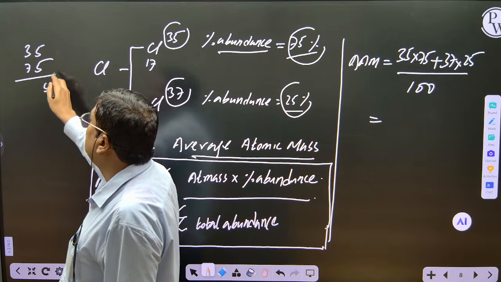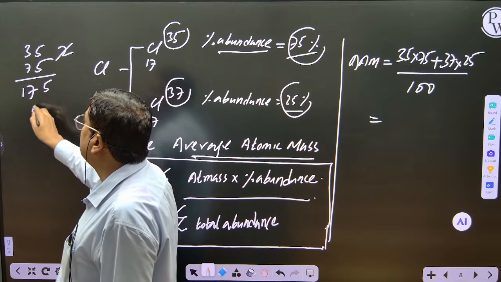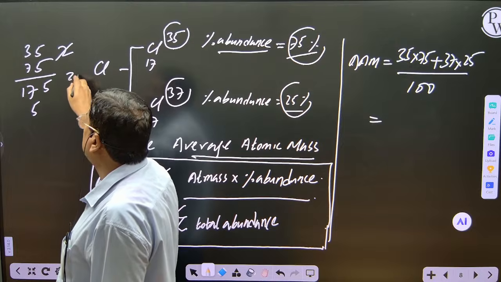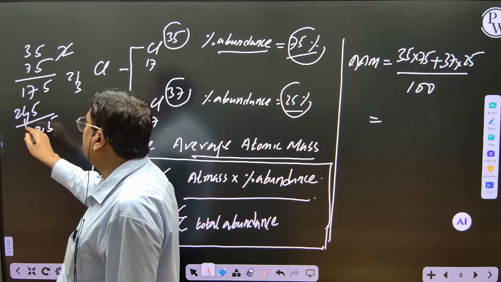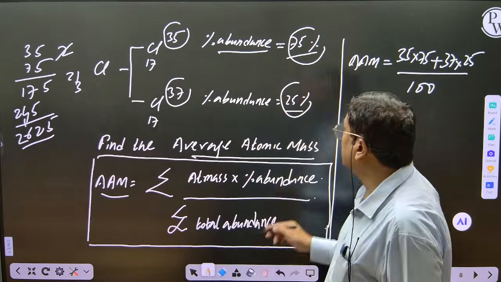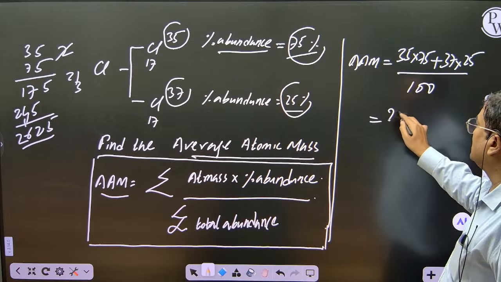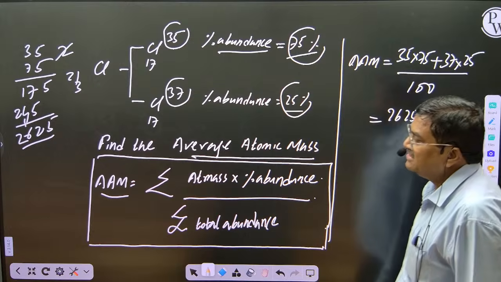5 5s are 25, 3 5s are 15 plus 2 is 17, 5 7s are 35, 3 7s are 21. Is it coming 5? This is 12, 5 6 2 6, 2625 you get. Check once. Is it correct? 2625 on multiplying. Same way, 37 you multiply with 25.